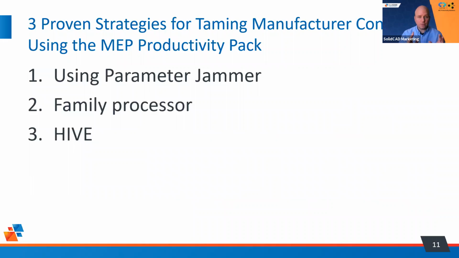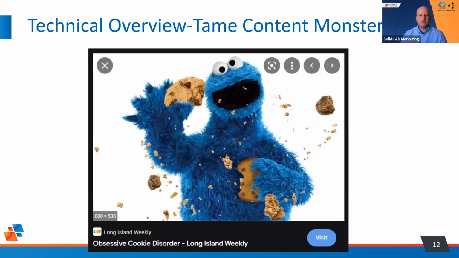For this webinar, we're going to be focusing on taming manufacturer content using this MEP productivity pack. Patrick is going to deep dive into using Parameter Jammer, Family Processor, and Hive. Of course, he's going to give you an overview. I say deep dive, it's deeper than what I'm talking about right now. So why are we bringing this guy up again?